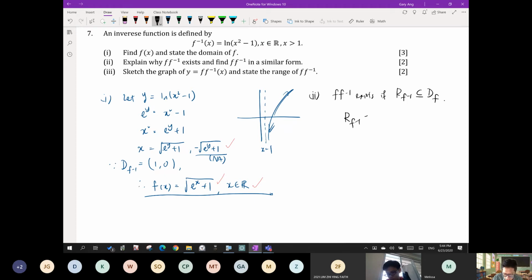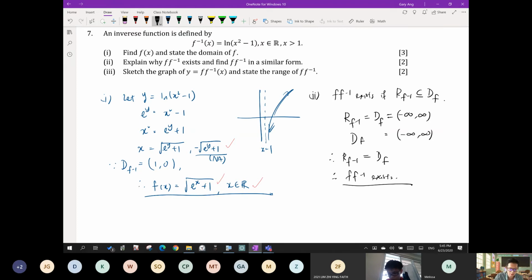Okay, the range of f inverse, we actually got it here, right? Just now we got it here. But anyway, you can do all the relationships with one. It's all real numbers. You should write this down. All right, then the domain of f is, seriously, didn't I just look up there? All right, so therefore, the range of f inverse is equal to the domain of f. Therefore, f inverse exists.